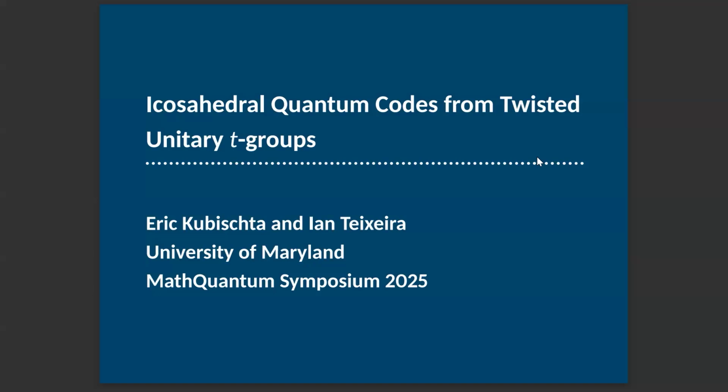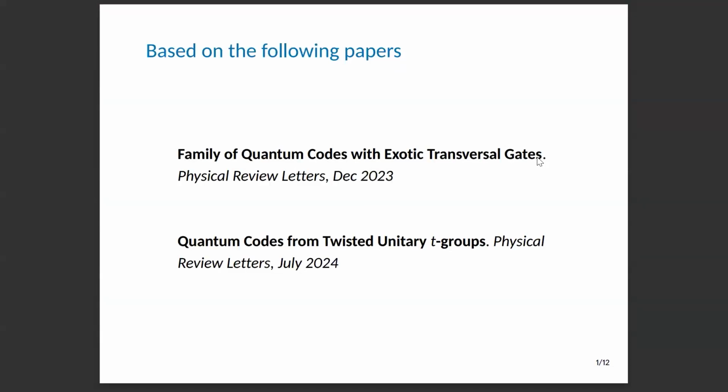All right. Okay, so it's based on the following papers: family of quantum codes with exotic transversal gates, which is our first PRL, and then this follow-up one, quantum codes from twisted unitary T groups, which was our second. The first one was kind of just constructing a code that had an interesting property, and the second one was like some mathy generalization that is much less interesting to most folks, but I think is beautiful.